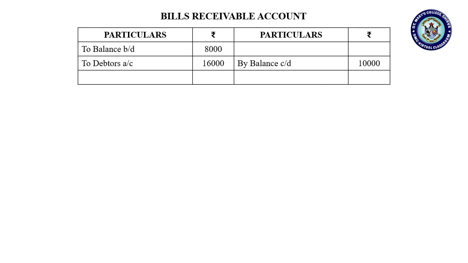That is the closing bills receivable balance, by balance carried down. So next you find out the total. Your debit side is more, so find out the total. It is 24,000.